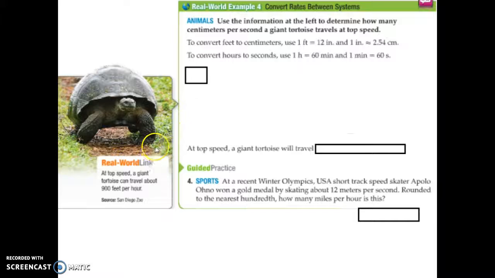Alright, this last problem, let's do a real world problem converting from customary to metric or vice versa. They want to find out what's the top speed of a giant tortoise, and we want it to be in centimeters per second, right here. So my picture tells me I have 900 feet per hour. That's what I want to start with. So let's write that down. 900 feet per 1 hour.